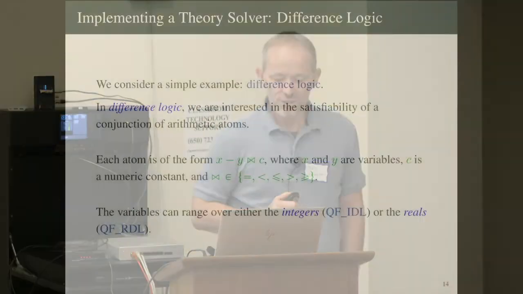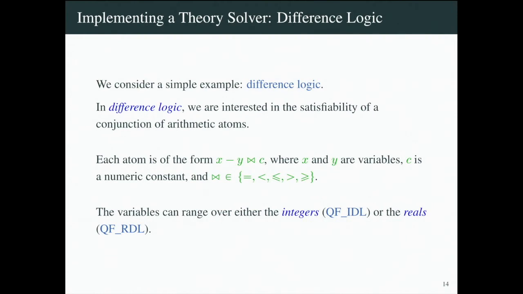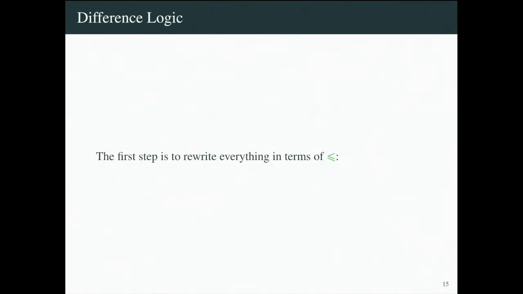And this is the theory solver for difference logic. So in difference logic, we have constraints of the form x minus y has some relationship to a constant. These kinds of things come up in applications with scheduling, for example. We're going to allow x and y to range either over the integers or the reals. For integers, it's called integer difference logic. For reals, it's called real difference logic. And this will give you a flavor for how you build a theory solver.